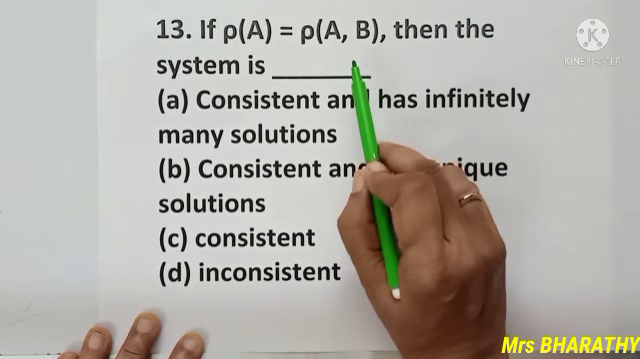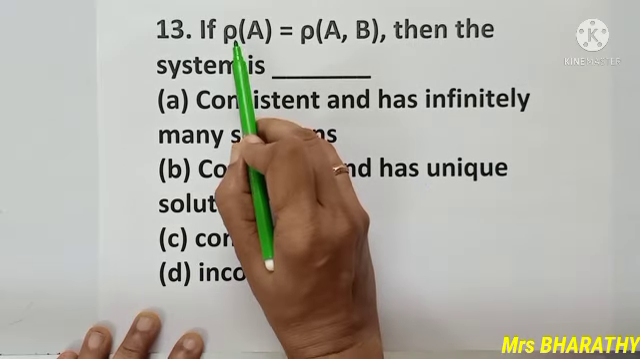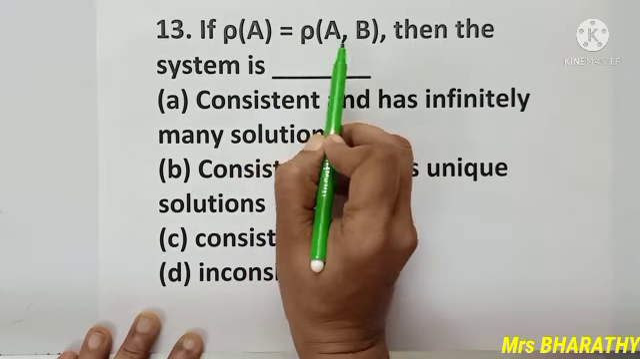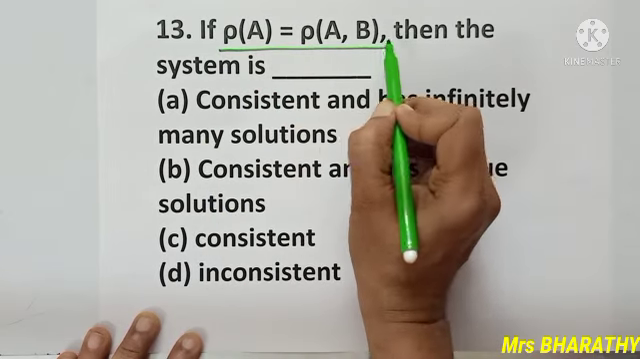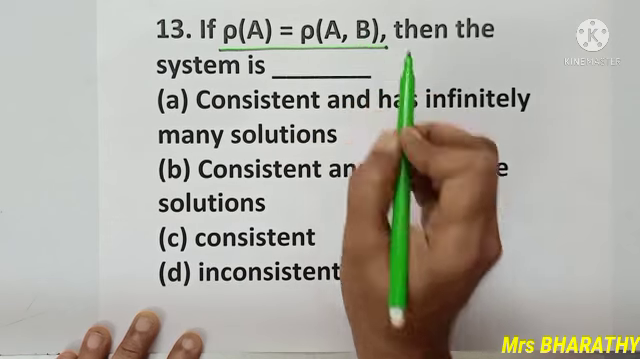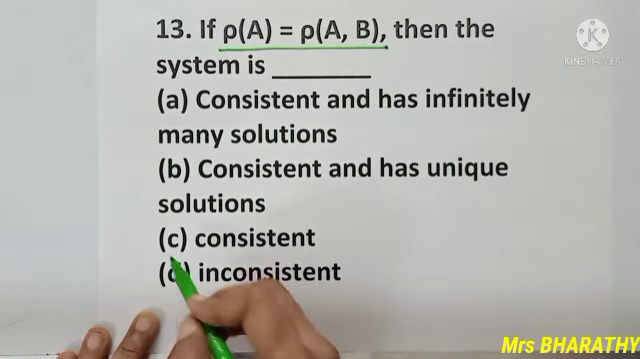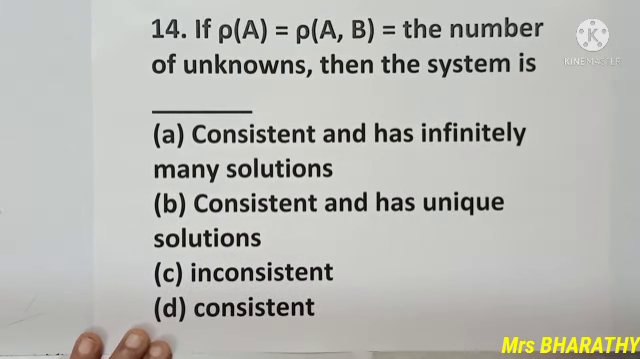That depends on the number of unknowns. But here they didn't mention the number of unknowns. The only condition is row of A equals row of AB. Whenever this condition is given, the only declaration is the equations are consistent. The system is consistent. Option C is the right choice.